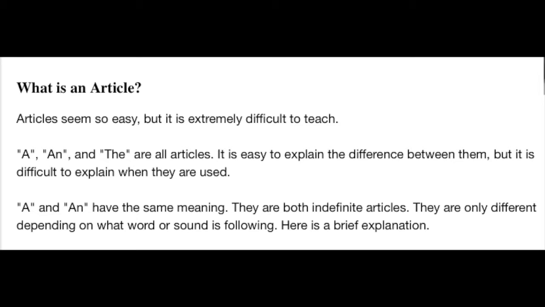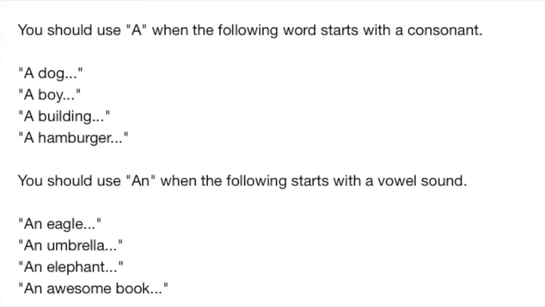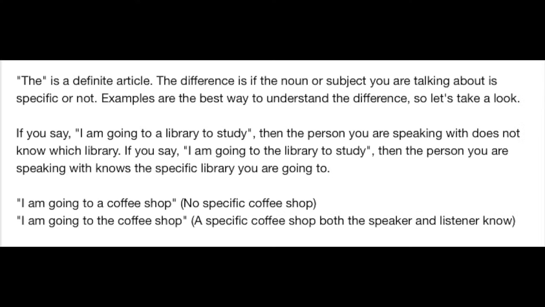Here is a brief explanation. You should use a when the following word starts with a consonant: a dog, a boy, a building, a hamburger. You should use an when the following word starts with a vowel sound: an eagle, an umbrella, an elephant, an awesome book.